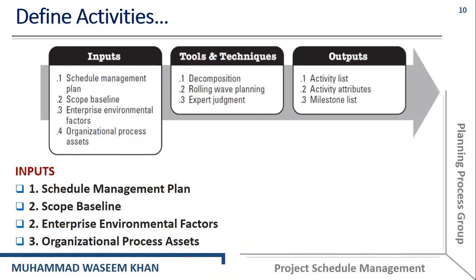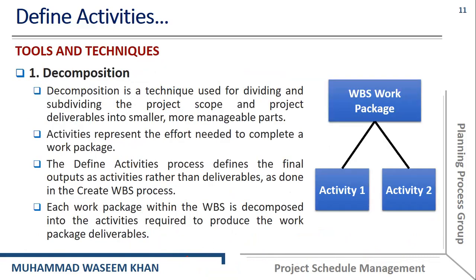So for defining activities, we have some inputs, tools and techniques, and outputs like other processes. The inputs include the schedule management plan, scope baseline, enterprise environmental factors, and organizational process assets. We have discussed almost all of those inputs. Let's talk about the tools and techniques. The first tool is decomposition. What is decomposition? I hope you all know what decomposition is. Decomposition is to divide something into smaller parts.